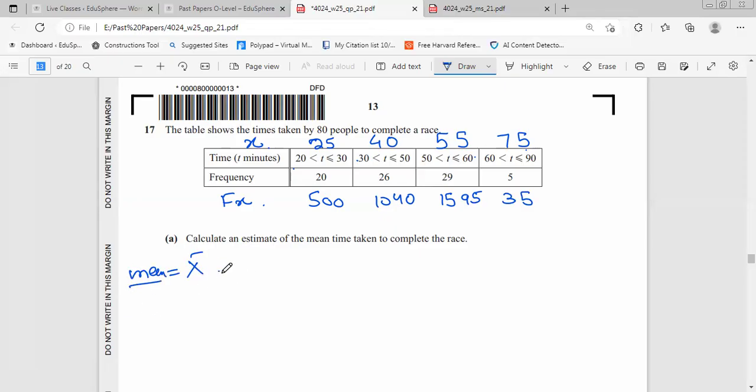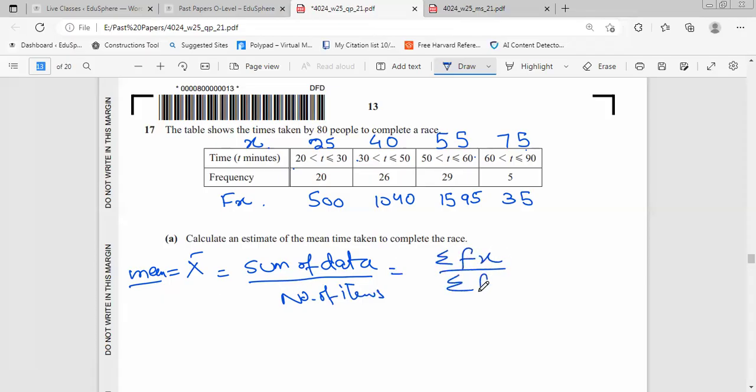Now, since we know that the value of the mean is the sum of data items divided by the number of data items, this is sigma fx over sigma f. So sigma fx means that we have to add the whole fx column here, and sigma f means that we have to add the frequency column here.